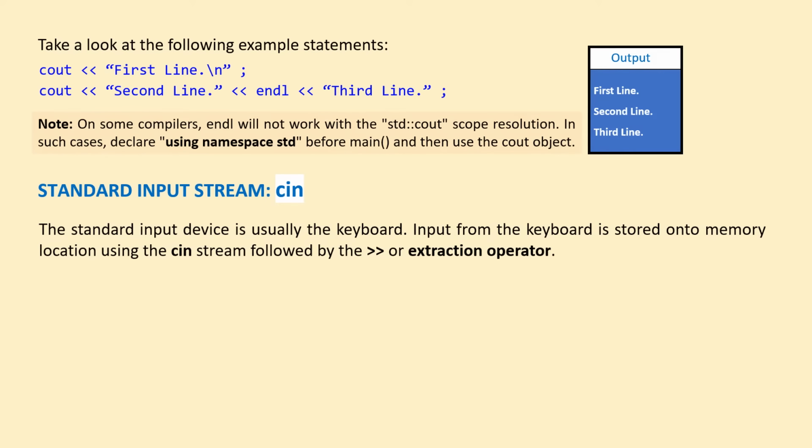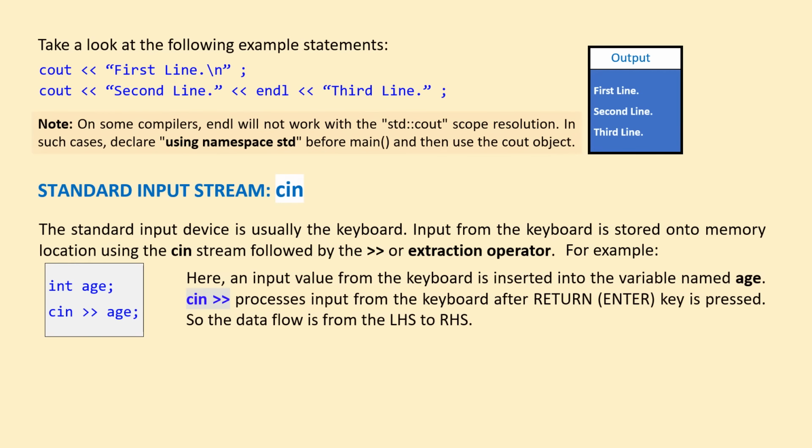The standard input device is usually the keyboard. Input from the keyboard is stored in memory location using the cin stream, followed by greater than symbol, or the extraction operator. For example, int age. cin age. Here, an input value from the keyboard is inserted into the variable named age. Cin command processes input from the keyboard after the return or enter key is pressed. So data flow is from the left to the right-hand side.